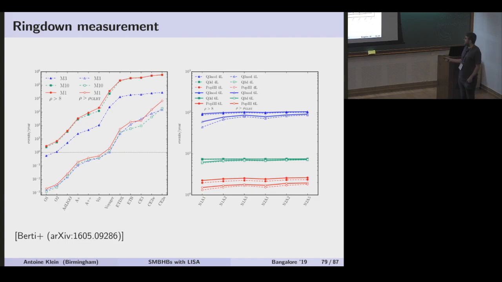So here we have our different population models. They use the same population models as in the other study. This is the light seeds scenario, and you have much fewer events here because those black holes have lower masses. So your ringdown is no longer in the optimal range of the LISA frequency window. They're at a bit higher frequency than the optimal.